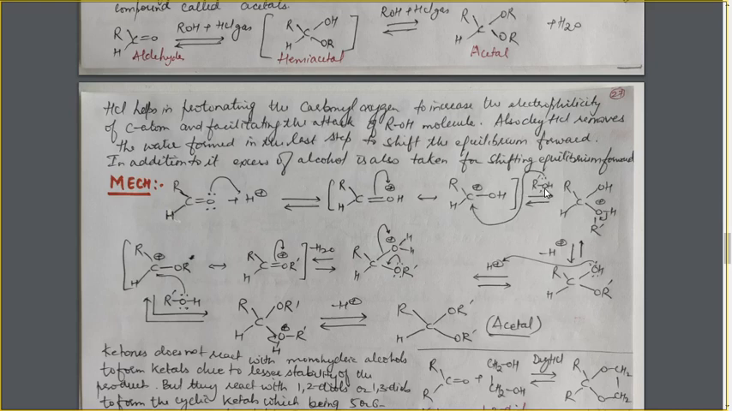So the alcohol molecule with its lone pair will attack this carbon atom. As a result, this species is formed. Now the electron pair is donated by the oxygen atom, so the oxygen atom will get positively charged. Student, one thing you must keep in mind while writing the mechanism is that the total charge will remain conserved.